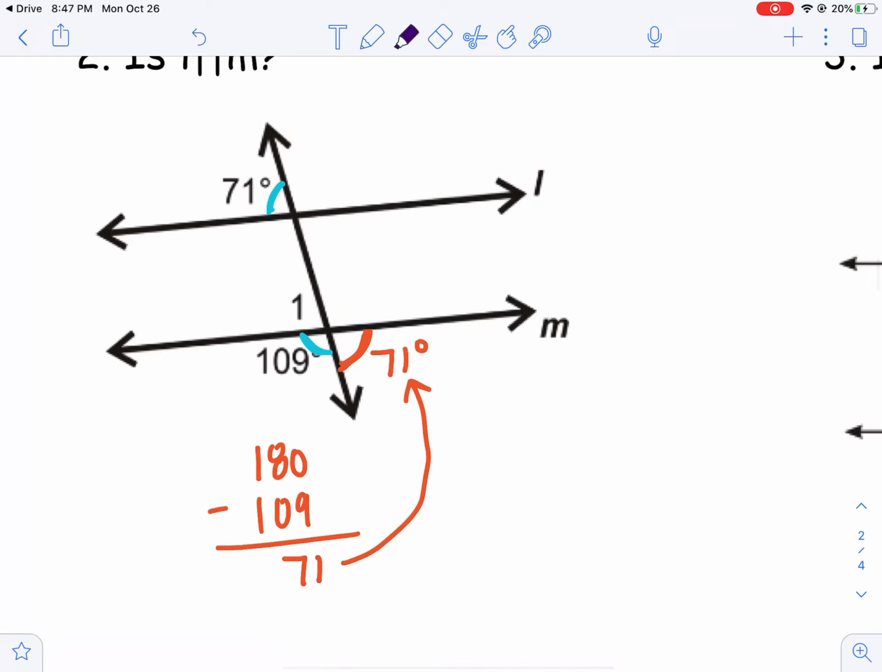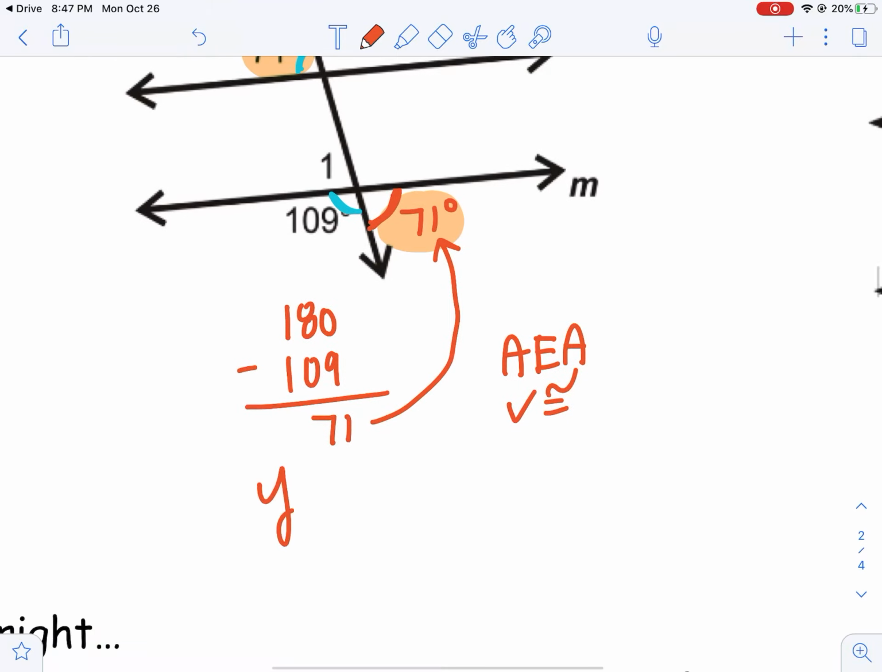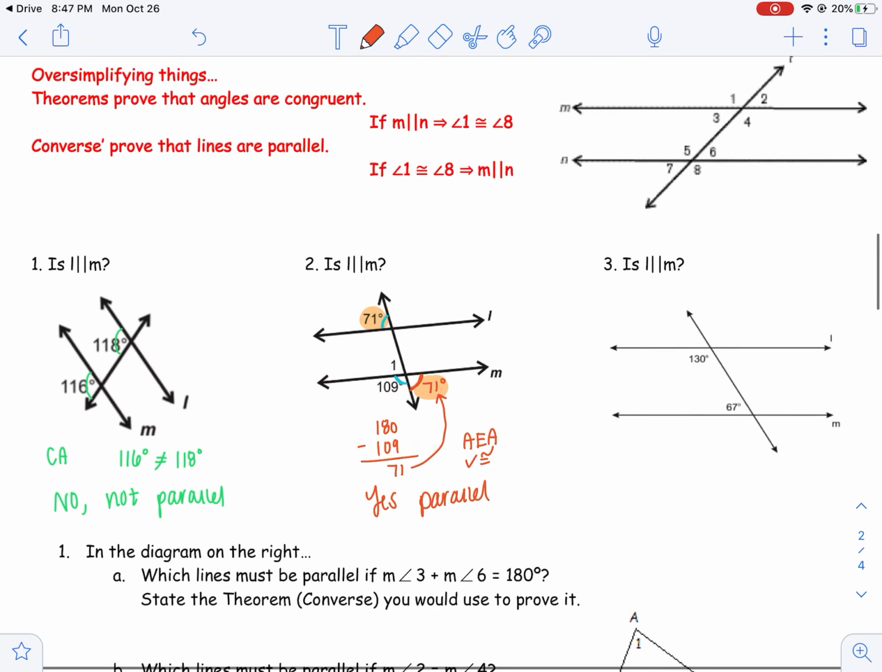Okay, so let's take a look now. I've got 71 degrees, 71 degrees. They are alternate exterior angles that are indeed congruent. So, yes, they are parallel. Okay?